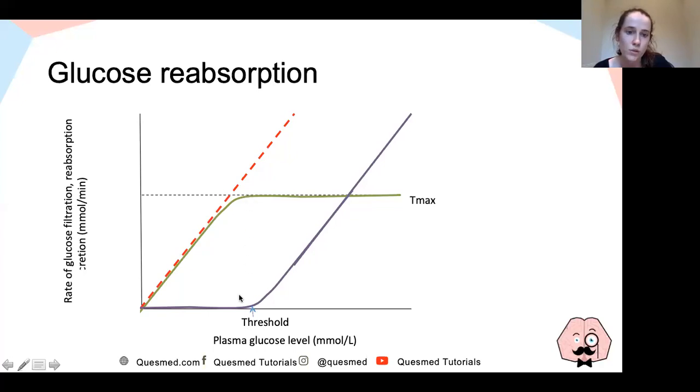Once you reach this threshold value here, the nephrons start to become saturated and they can't reabsorb any more glucose. So this line starts to plateau. So we've got this slight curve, like we said, because some reach their Tmax sooner than others. And then at that point, it doesn't matter how much more glucose is being filtered, we've reached the maximum amount of glucose that can be reabsorbed. And then at that point, we start to get glucose excretion, and that's what this purple line demonstrates. And so this threshold should be somewhere around 11 millimoles per litre.